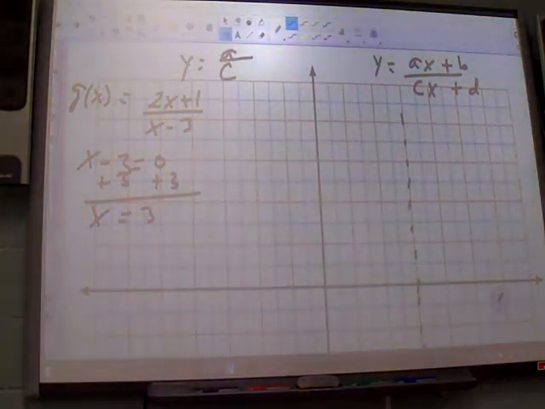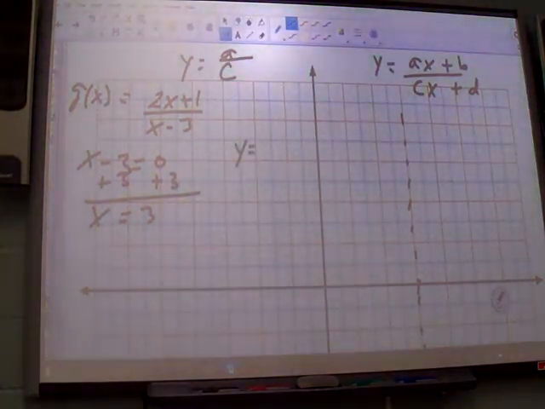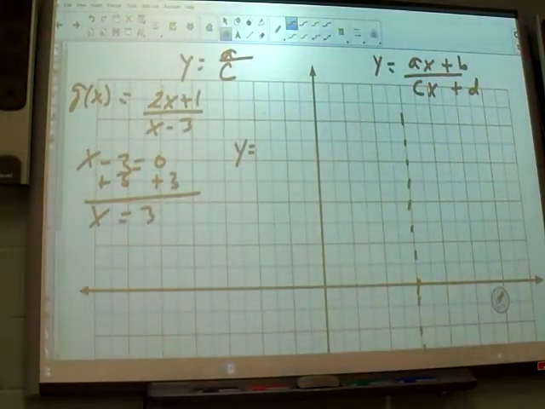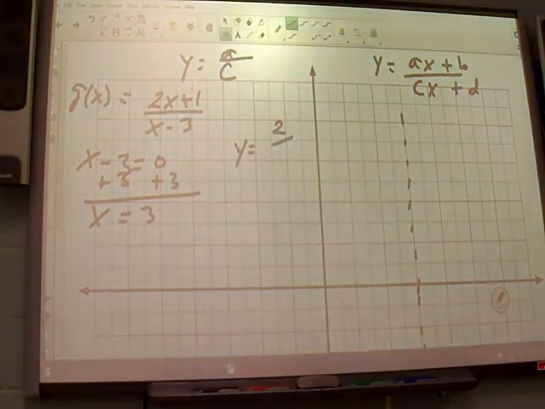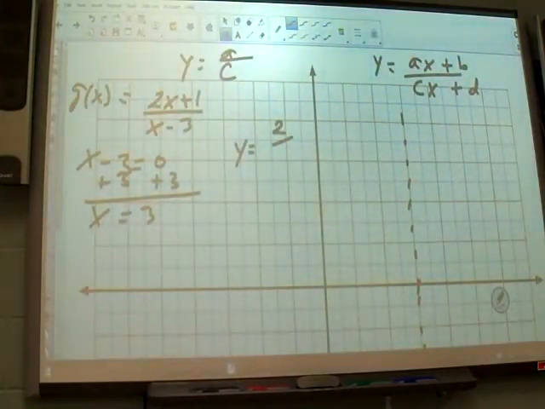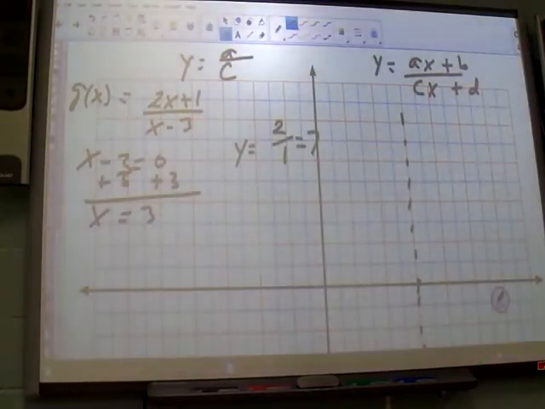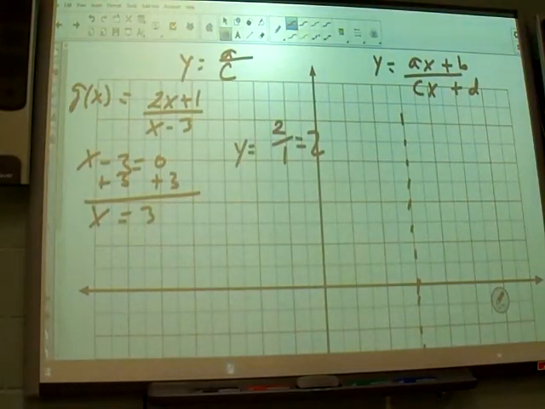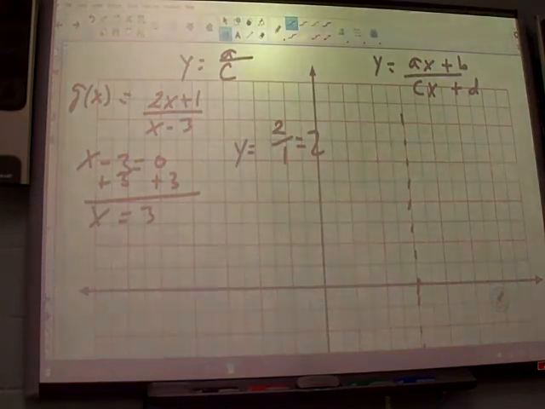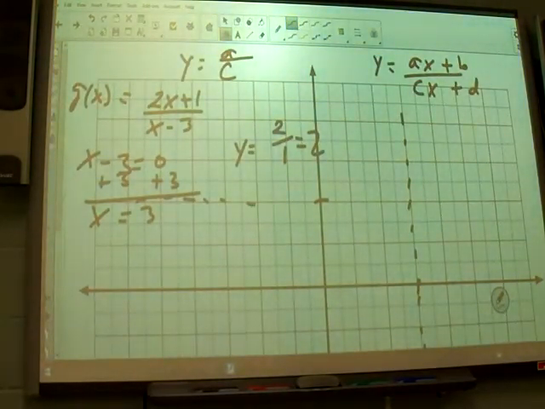Now, to get my horizontal asymptote, y equals, what's our a on the numerator? 2. 2 over, what's our a on the denominator? How many x's? Just one. 1. So my horizontal asymptote is at y equals 2. So we're going to go up to 2, and it will be a horizontal line through that.